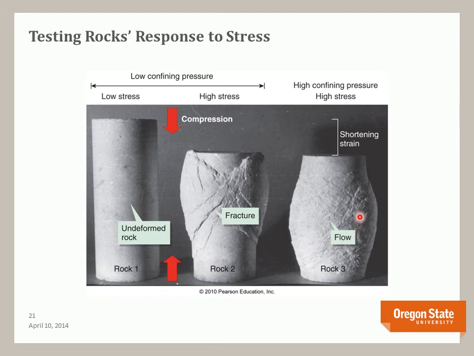At higher confining pressure, that behavior is suppressed and you get some shortening still, that is, it's gotten smaller, but there's been flow instead of fracture. So this result indicates that at higher confining pressures, the material deforms by flow rather than fracture.